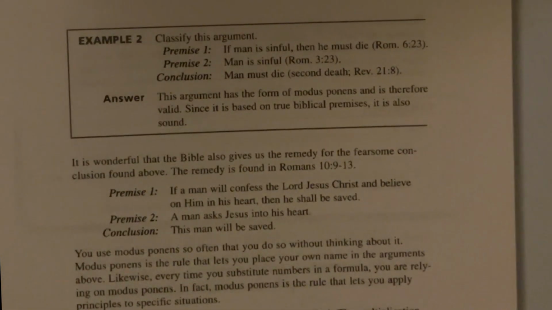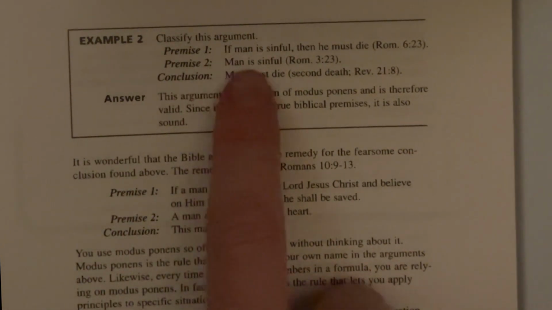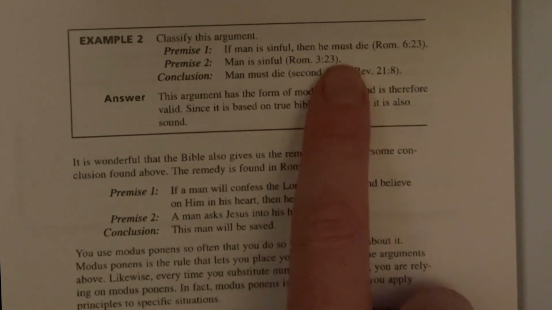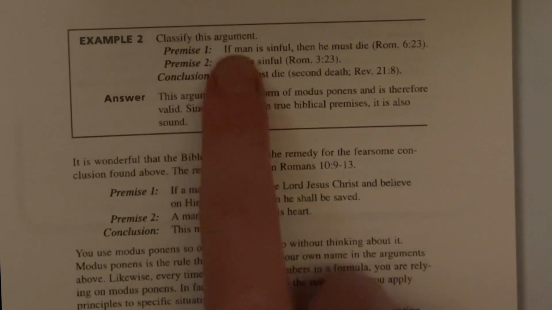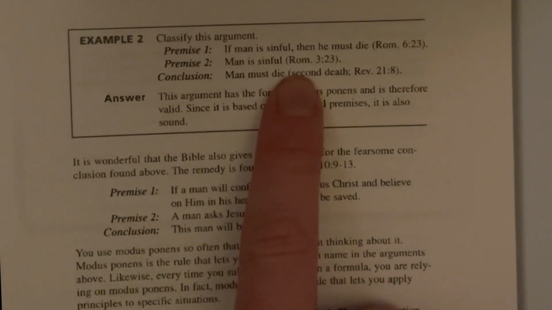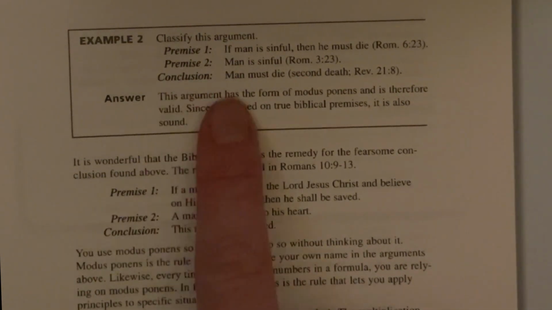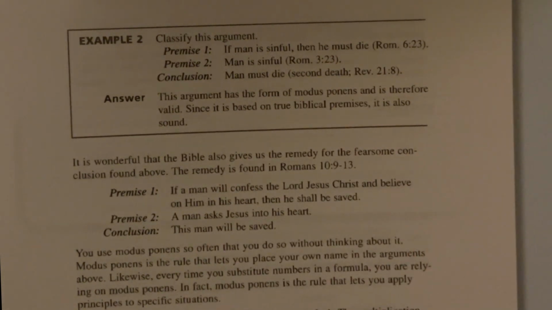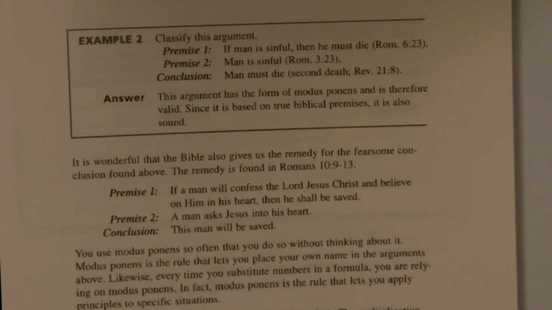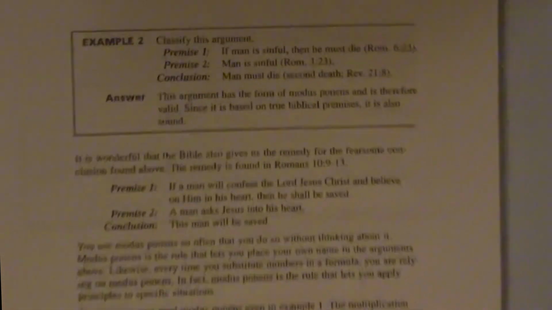Sorry about that. So it says, if man is sinful, then he must die. Romans 6:23. So the premise would be the if part: man is sinful. And the conclusion would be, man must die. That would be the then part. And you're going to do it just like that. It's pretty self-explanatory, very easy once you understand what they're asking you to answer.